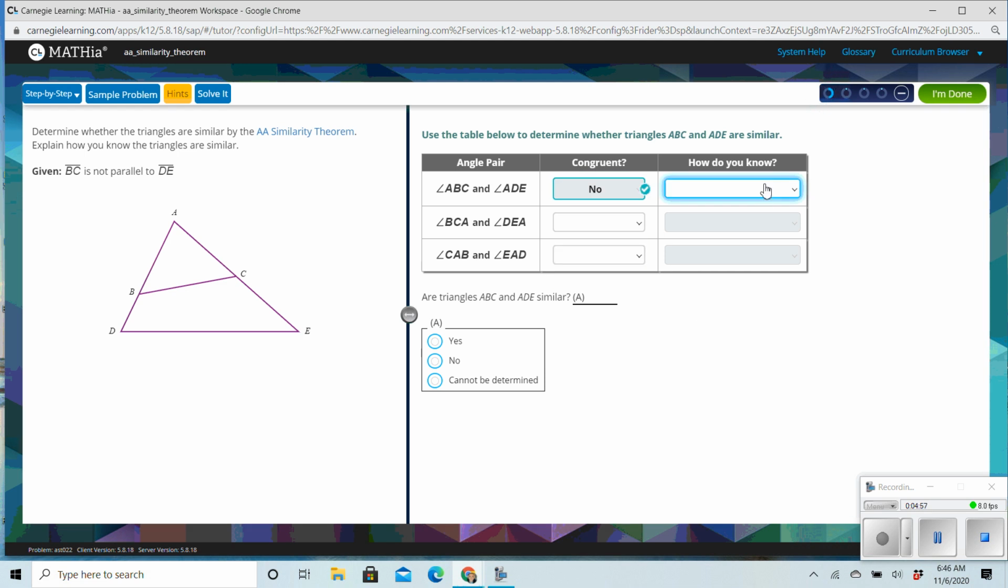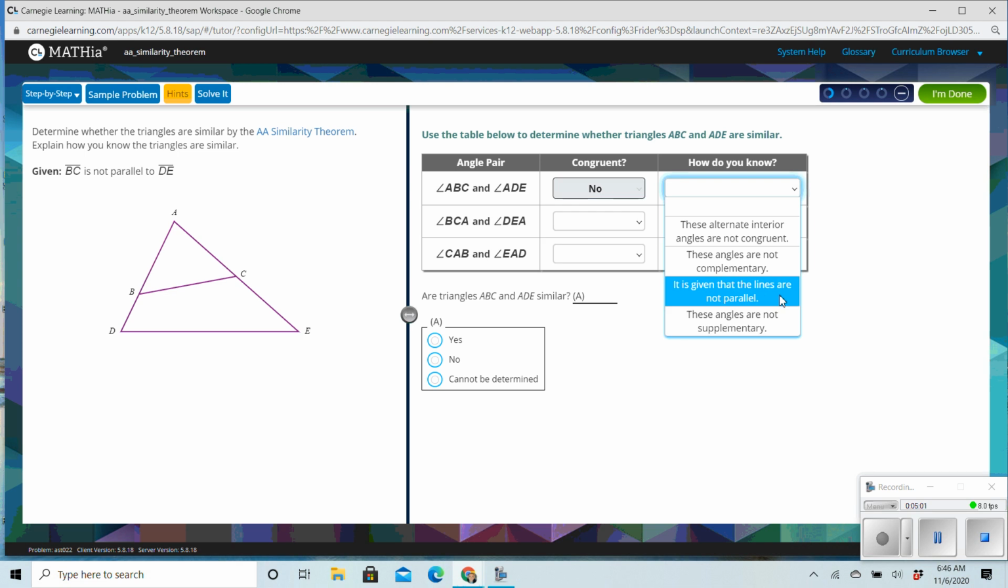And how do we know that? Well, it is given that the lines are not parallel. I mean, that's something. These angles probably are supplementary since one is larger and one is smaller. I'm going to say that it's not because they're not parallel.